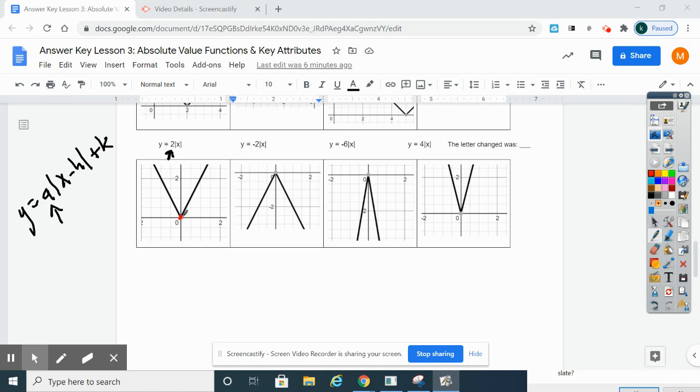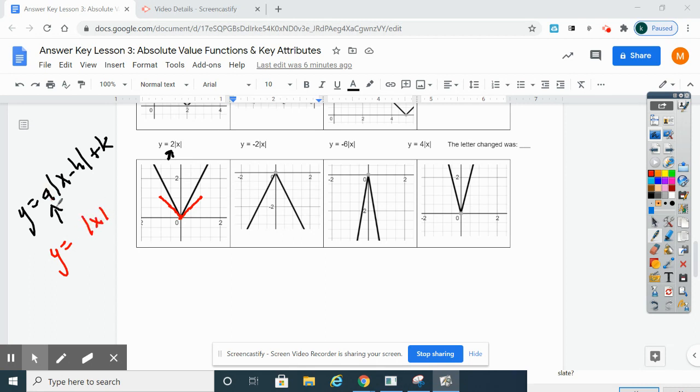Started off in the middle. This one's still in the middle. Then it went to 1, 1, 2, 2. So it's kind of like that. -1, 1, -2, 2. Here's the difference between this one. This one got narrower. So the idea is y equals, here's the parent function.